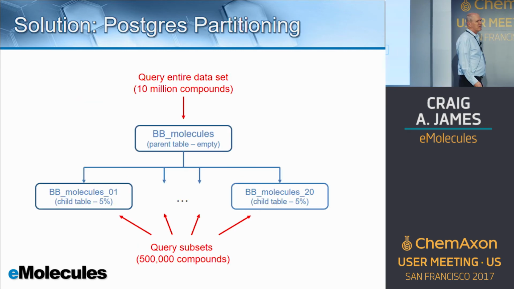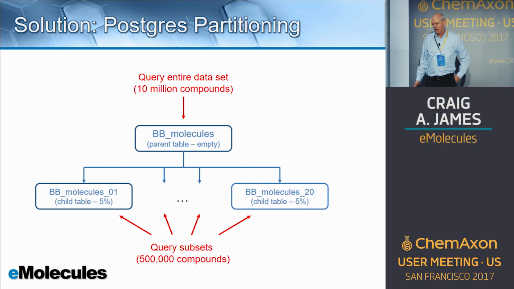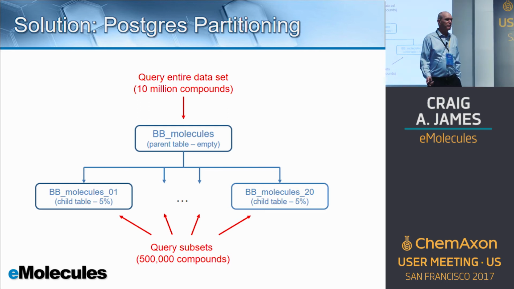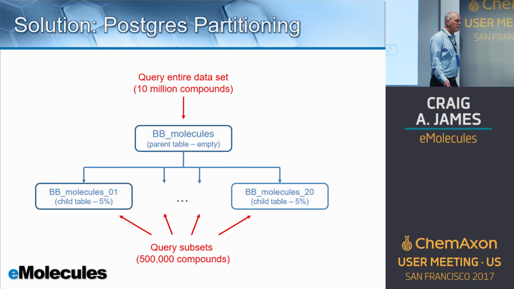So that doesn't work. If we want to use the ChemAxon cartridge, that doesn't work. We have to come up with entirely new solutions. Well, fortunately, Postgres has this really cool thing where you can partition tables.